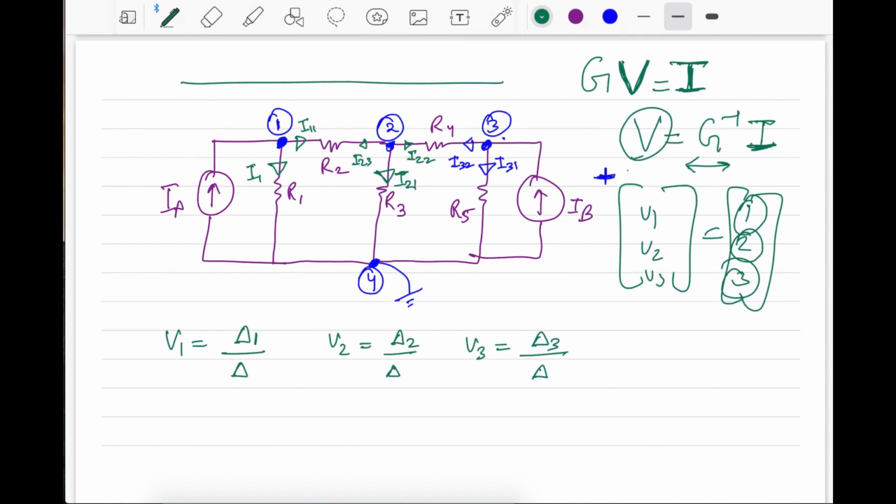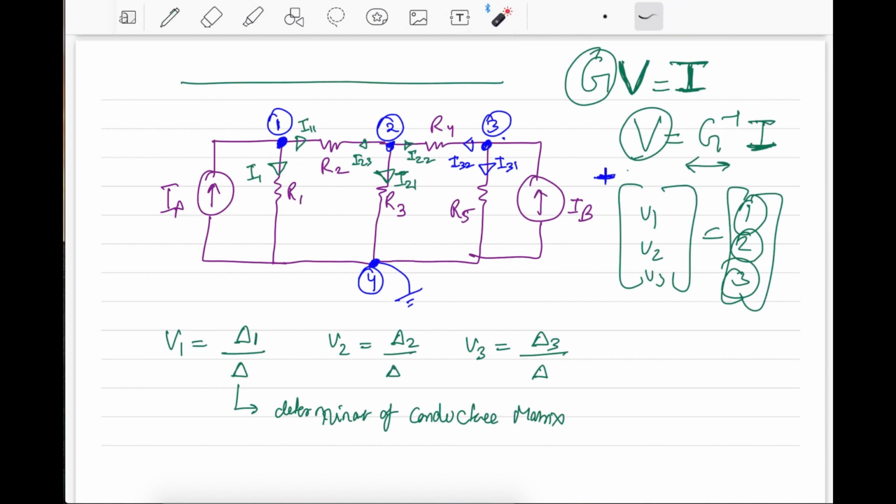So what is this delta? This delta is nothing but the determinant of the conductance matrix. This is the determinant of the conductance matrix.